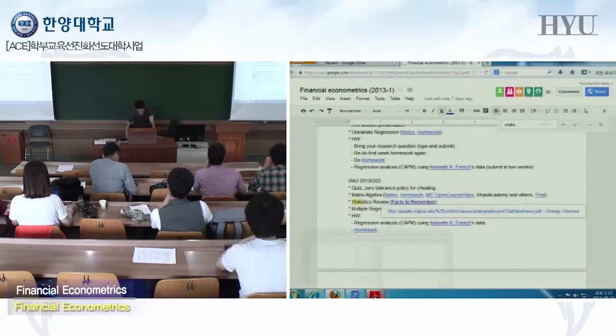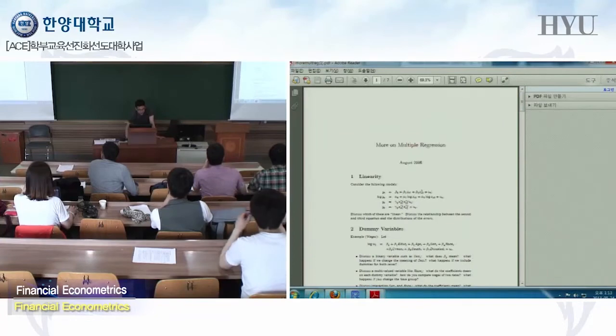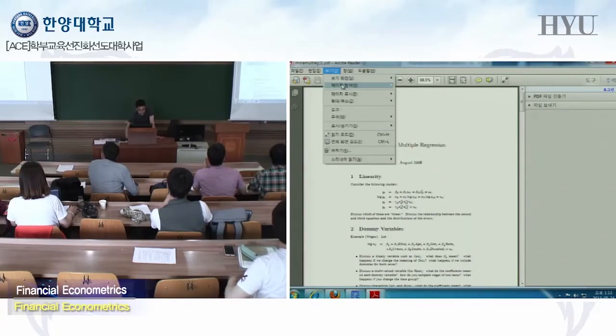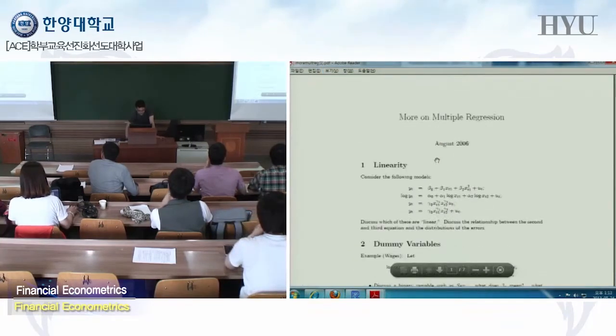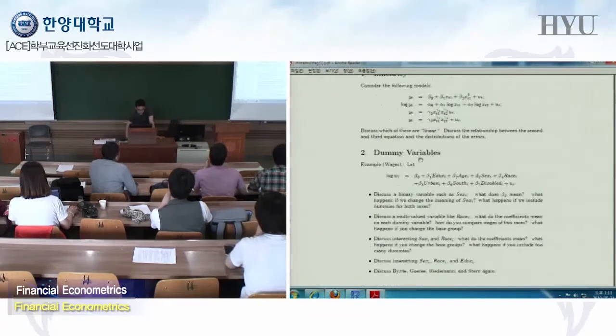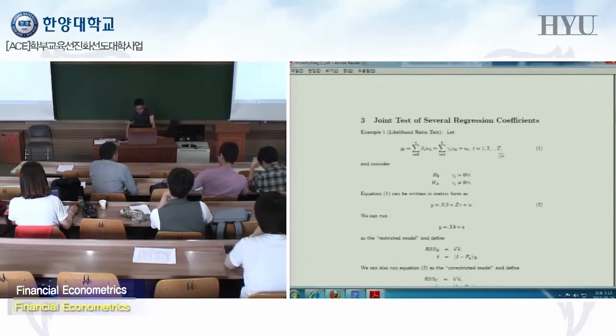And then let's review briefly what we learned two weeks ago about more on regression. So we learned dummy variables and a joint test of several regression coefficients.